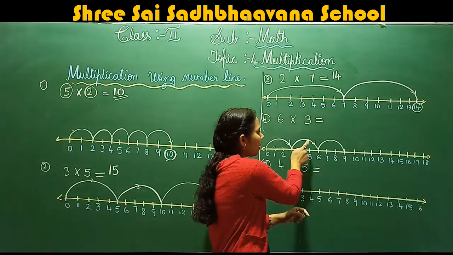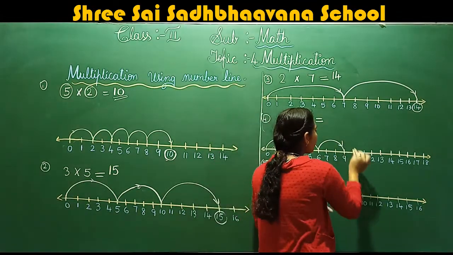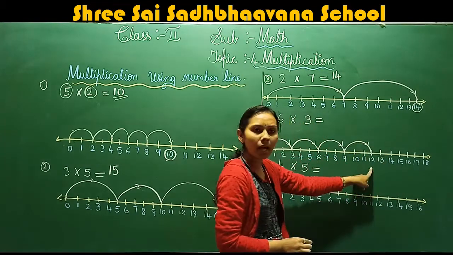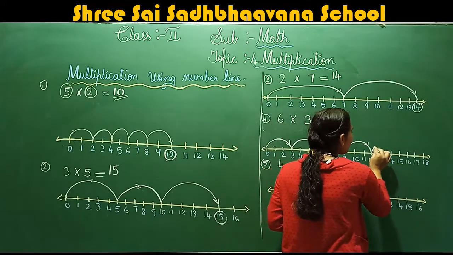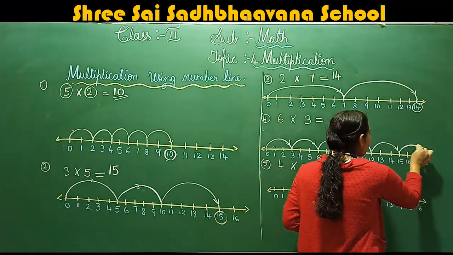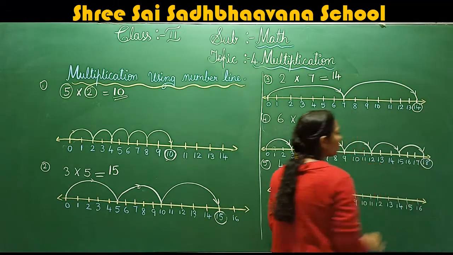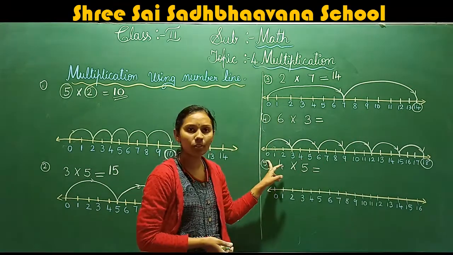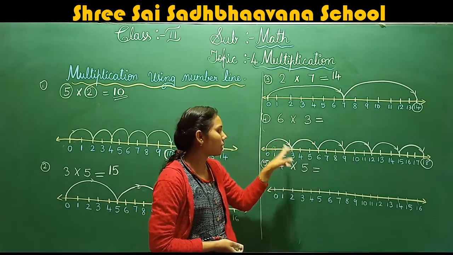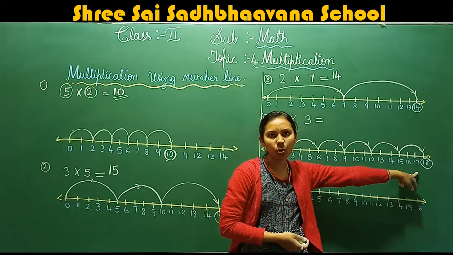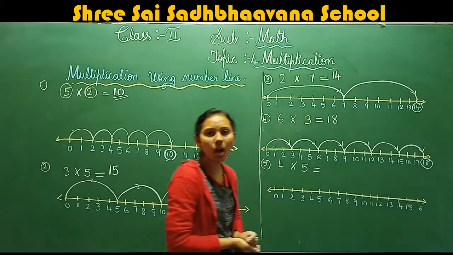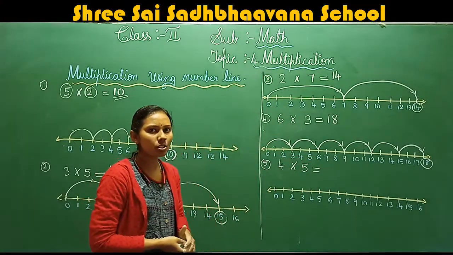Okay. How many times over? 1 time, 2 times, 3 times over. Next. 1, 2, 3. Fourth time. 1, 2, 3. Fifth time. 1, 2, 3. Sixth time. So here we are going to jump 6 times 3 numbers. That is, at last we got the answer. That is the product, 18. 18 is your answer. Understood?